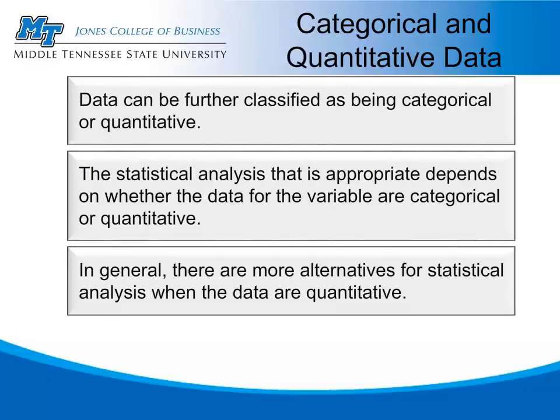Data can be categorical or data can be quantitative. Now, another commonly used word for quantitative is numerical. Quantitative data and numerical data, it's the same thing. But what type of analysis you can use on it depends on whether it's categorical or whether it's quantitative. The arithmetic calculations are pretty much limited to stuff that's numerical.